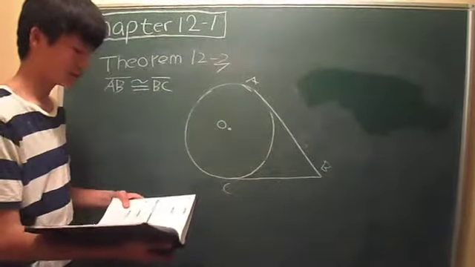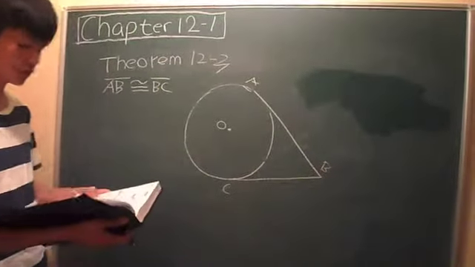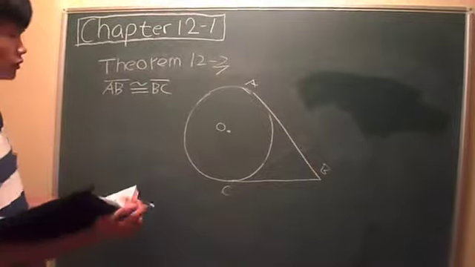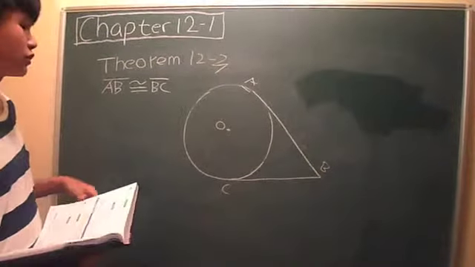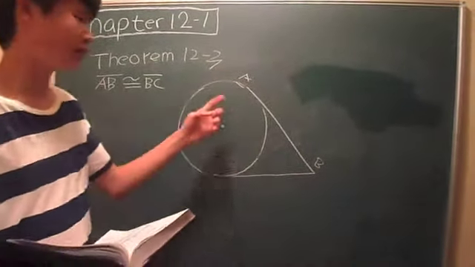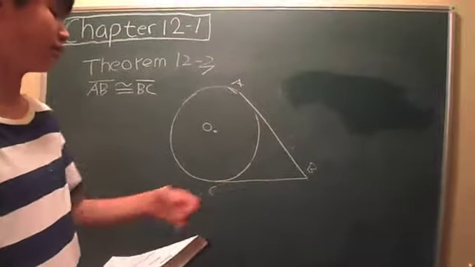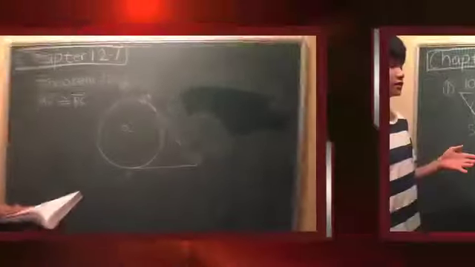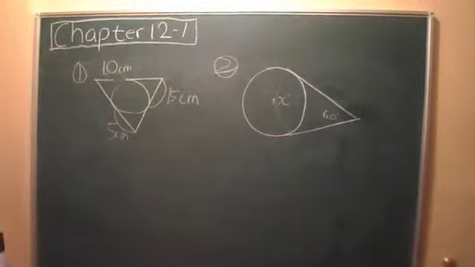Theorem 12.3 says the two segments tangent to a circle from a point outside the circle are congruent. Which means that segment AB and segment CB are congruent. Problems for chapter 12.1.